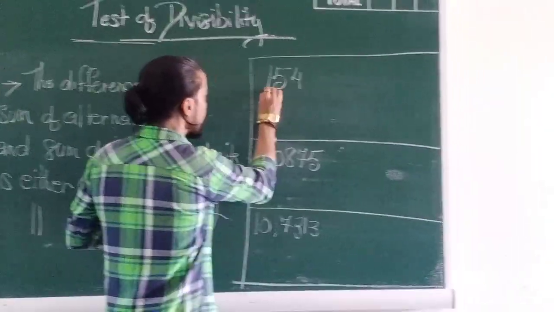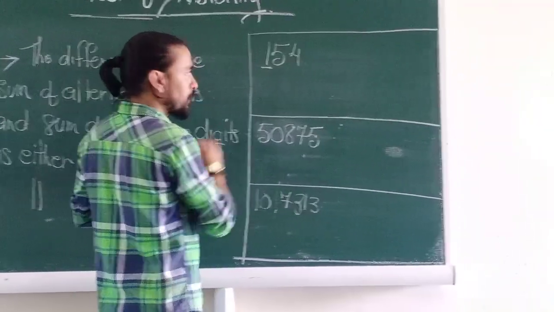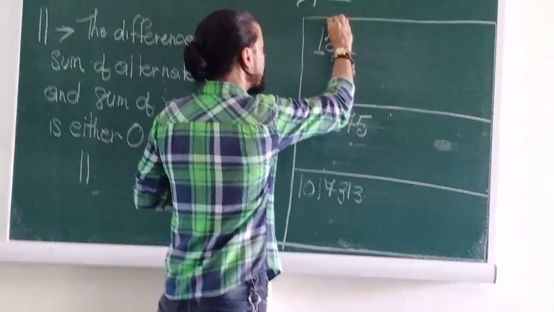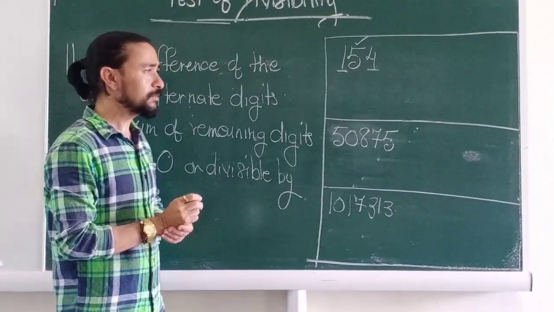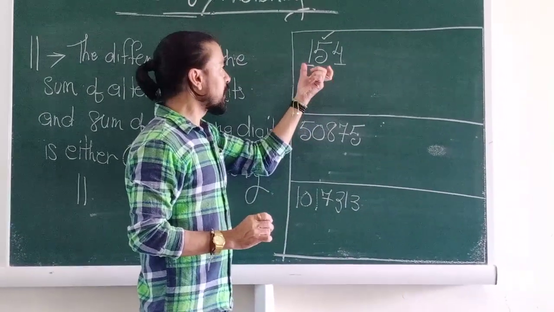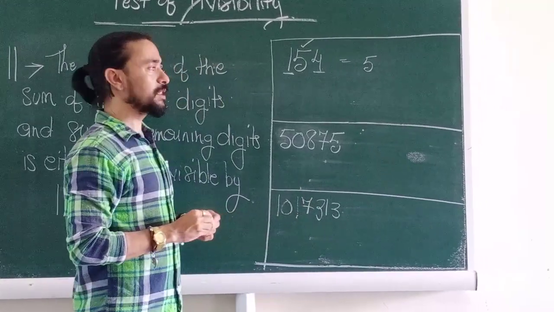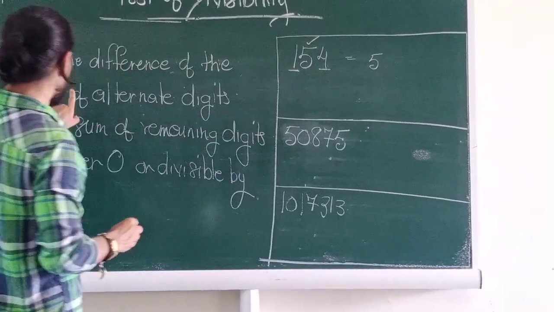Alternate digits. 1, leave 5, 4. So what do I do with 5? I put a tick mark on 5. Now I have to add. The sum of 1 and 4 is 5. What is the remaining digit? 5. And what does the statement say?